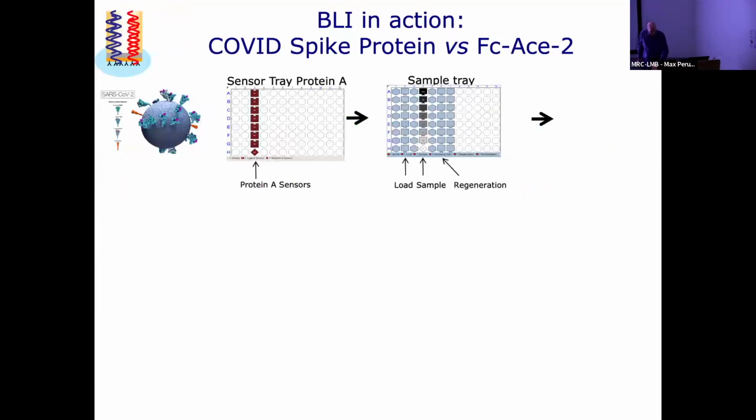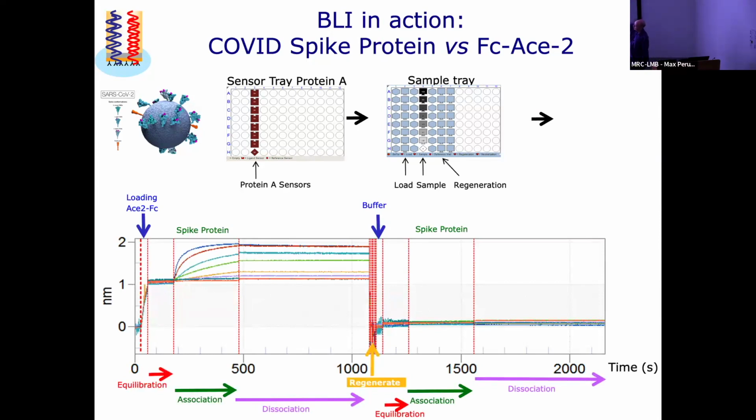Okay, so for BLI in action, we come back onto COVID. This was a study to try and make a more stable trimer of the spike protein for vaccine development. And so we got biosensors. In this case, we got the ACE2 that's attached to an FC, and then it could be bound onto protein A sensors.